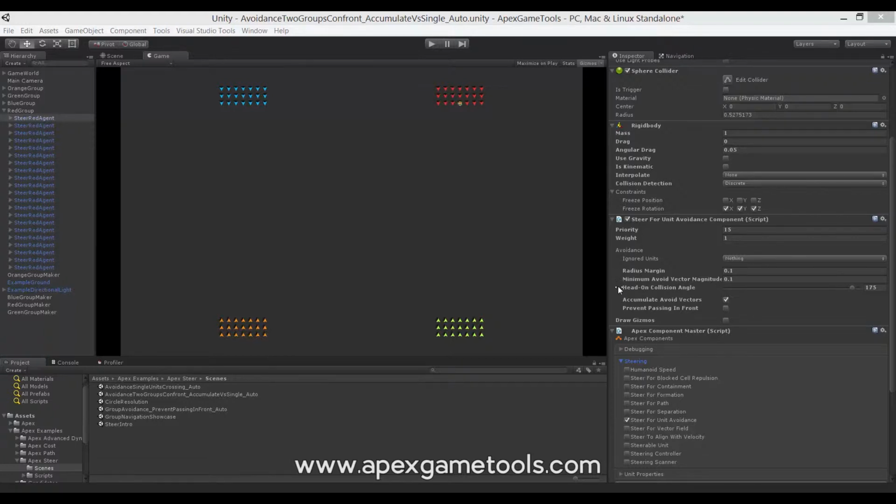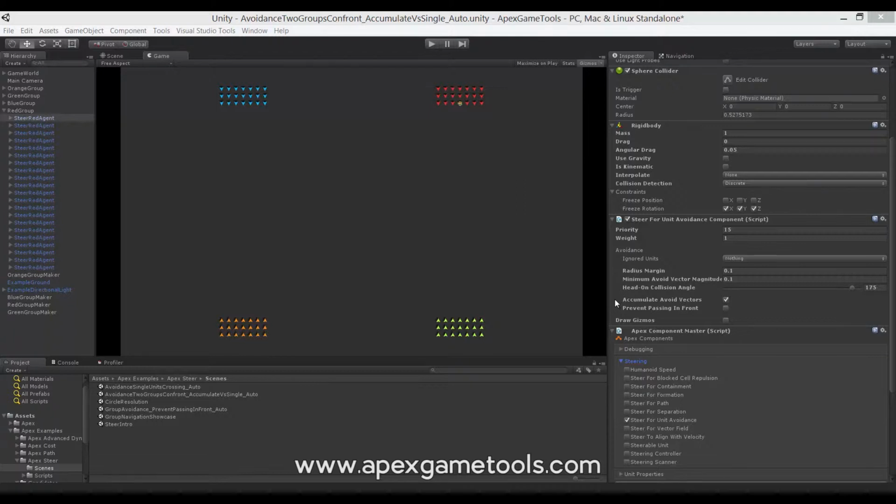Next we have head-on collision angle. This controls what is considered a head-on collision. So by default we have collisions where two units move toward each other at an angle between 175 and 180 degrees. This is considered a head-on collision. This does not control whether or not they will avoid each other. It simply controls how this avoidance is done. Head-on collision avoidance is done slightly differently from other types of collision.